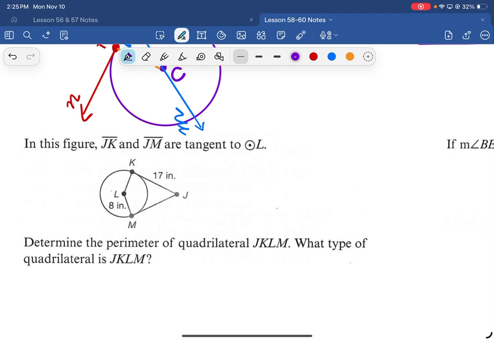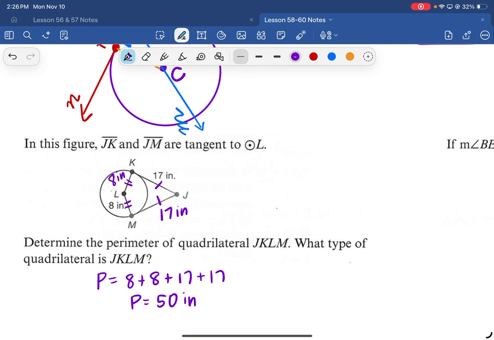Okay, what'd y'all get? Yep, 50 inches. That's what I got. Okay, how do you get that? Harper, walk me through that one. KJ is 17 inches, so that means MJ is also 17 inches. Good. And then LM is 8 inches, so that means LK is 8 inches. And we add. Very good. So perimeter is equal to 50 inches.